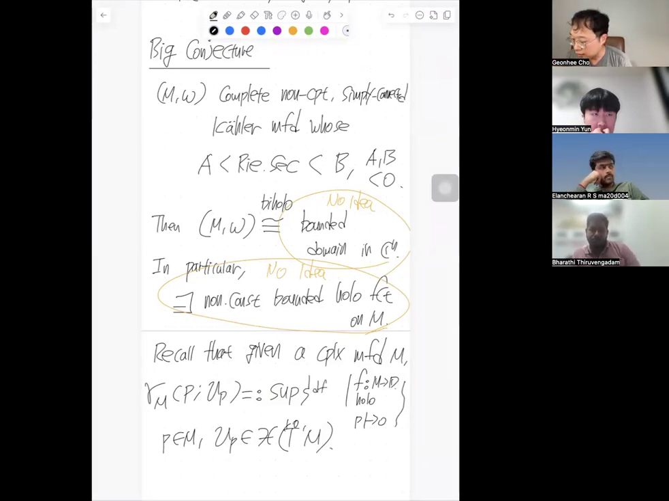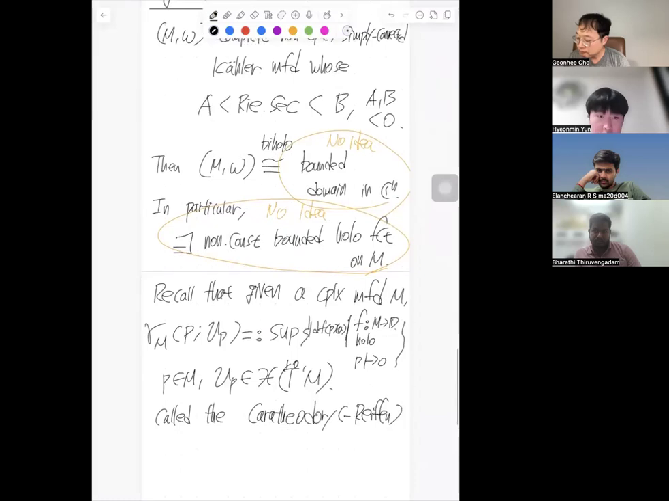So we just take the push forward of this vector and take the norm. That's it. So this is the Carathéodory metric, or experts usually call it the Carathéodory-Reiffen metric.